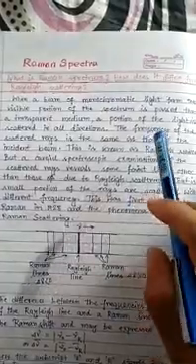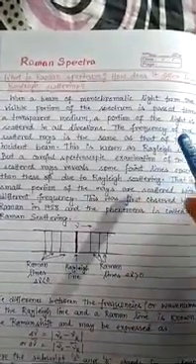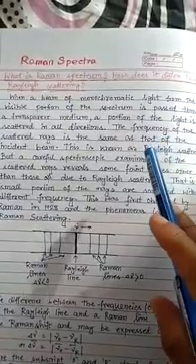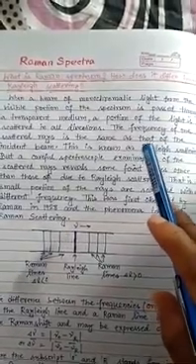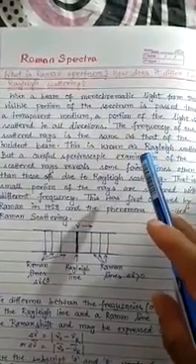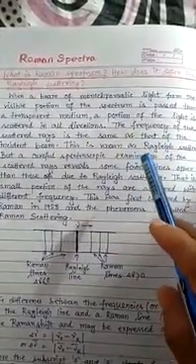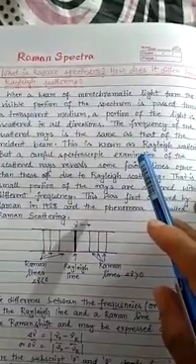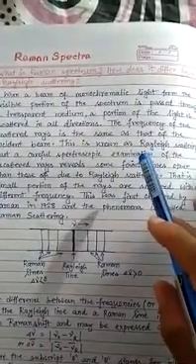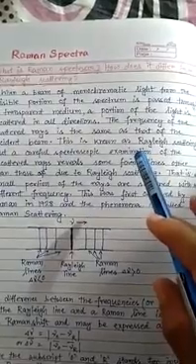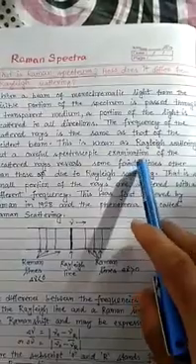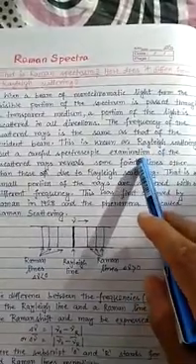Okay, so when a beam of monochromatic light from a visible portion of the spectrum is passed through a transparent medium, a portion of the light is scattered in all directions. The frequency of the scattered rays is the same as that of the incident beam. Means a light comes with the incident frequency, suppose nu i, and when it passes through a transparent medium, its frequency remains the same as before it passed through the medium, and this is known as Rayleigh scattering.